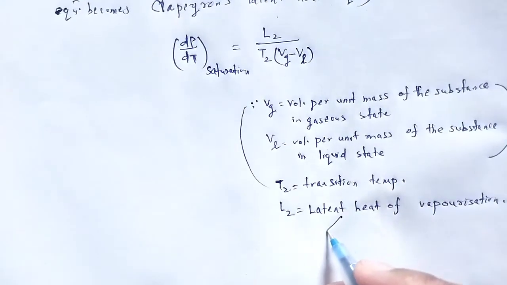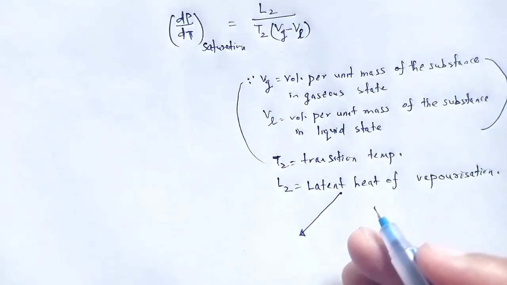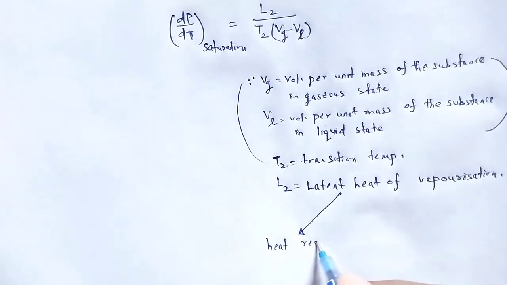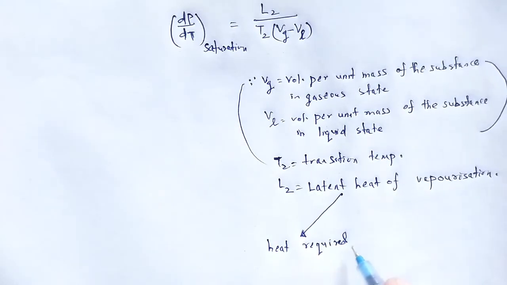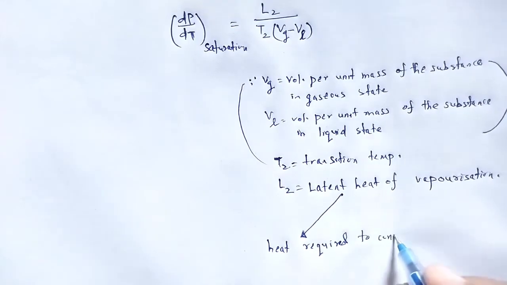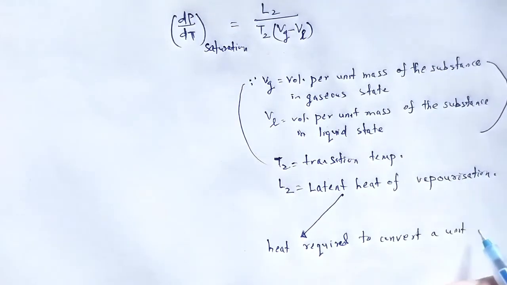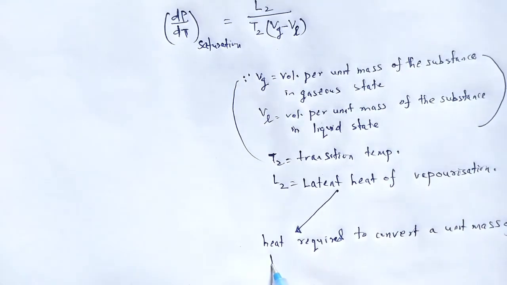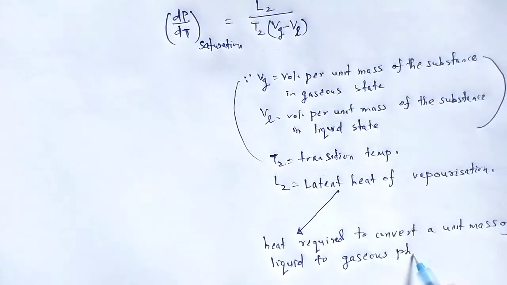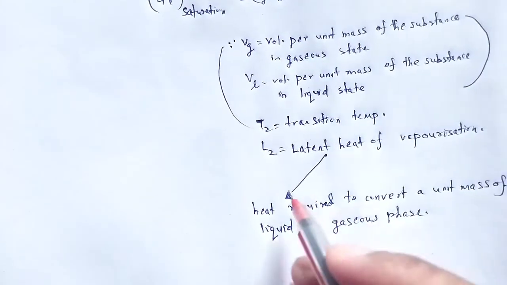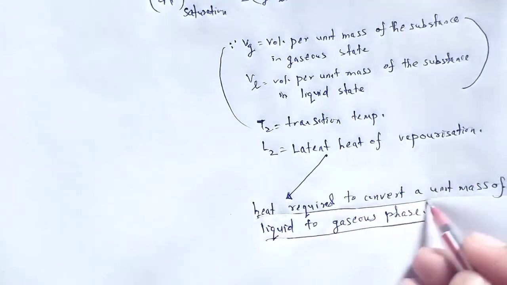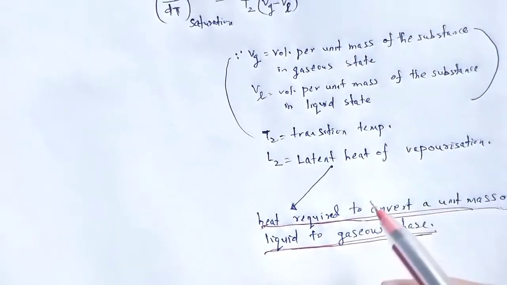What is latent heat of vaporization? That is defined as the heat required to convert a unit mass of liquid into gaseous phase. This is the latent heat of vaporization: heat required to convert unit mass of liquid to gaseous phase.